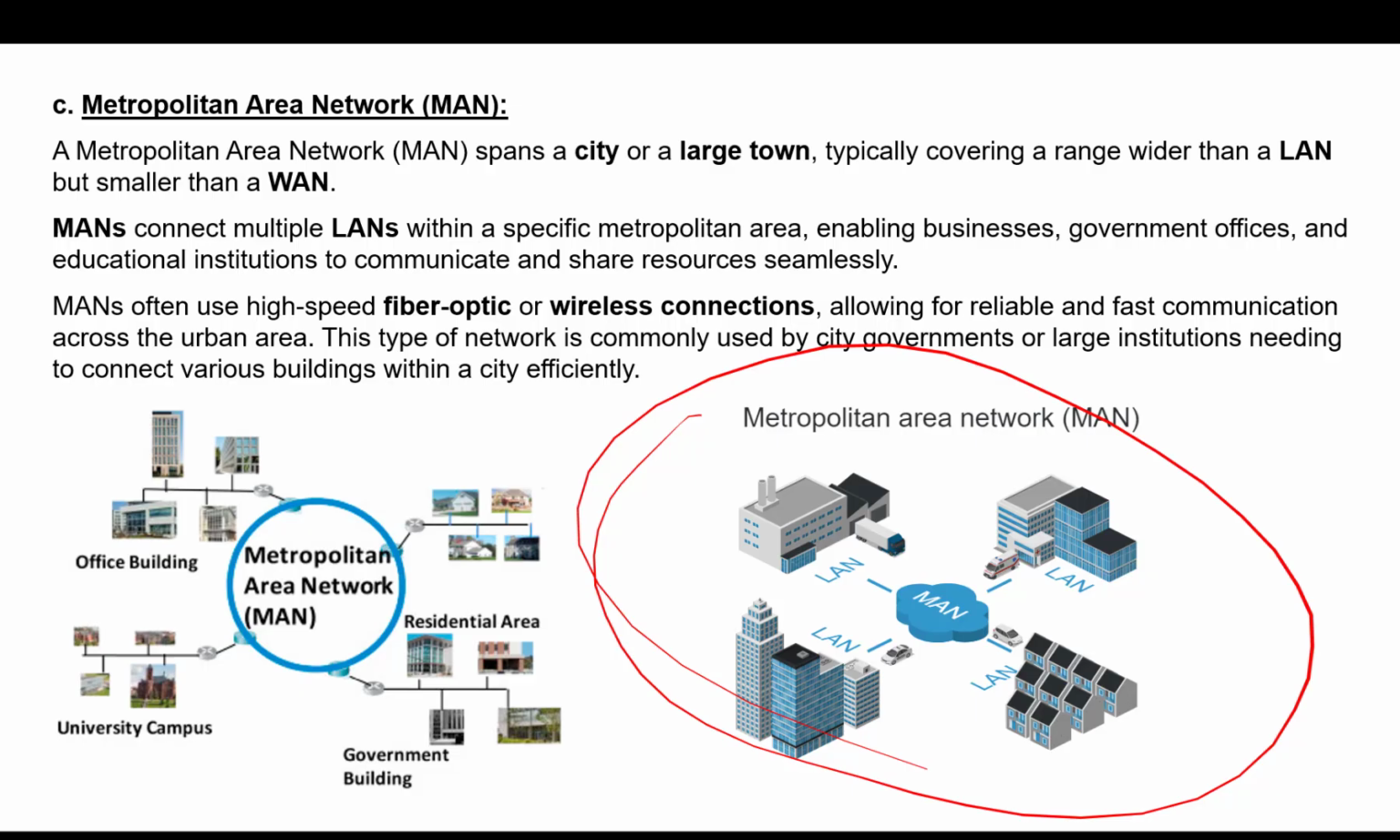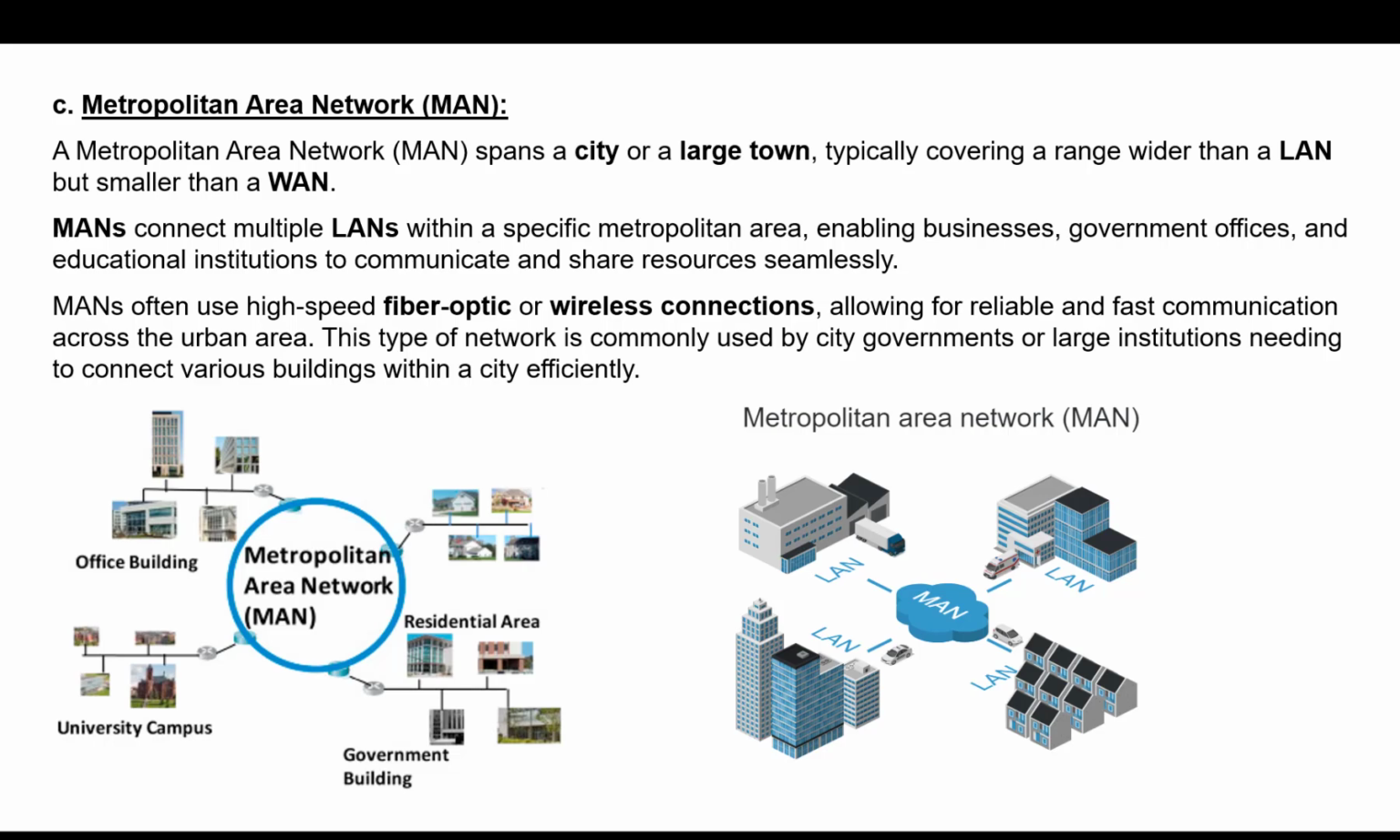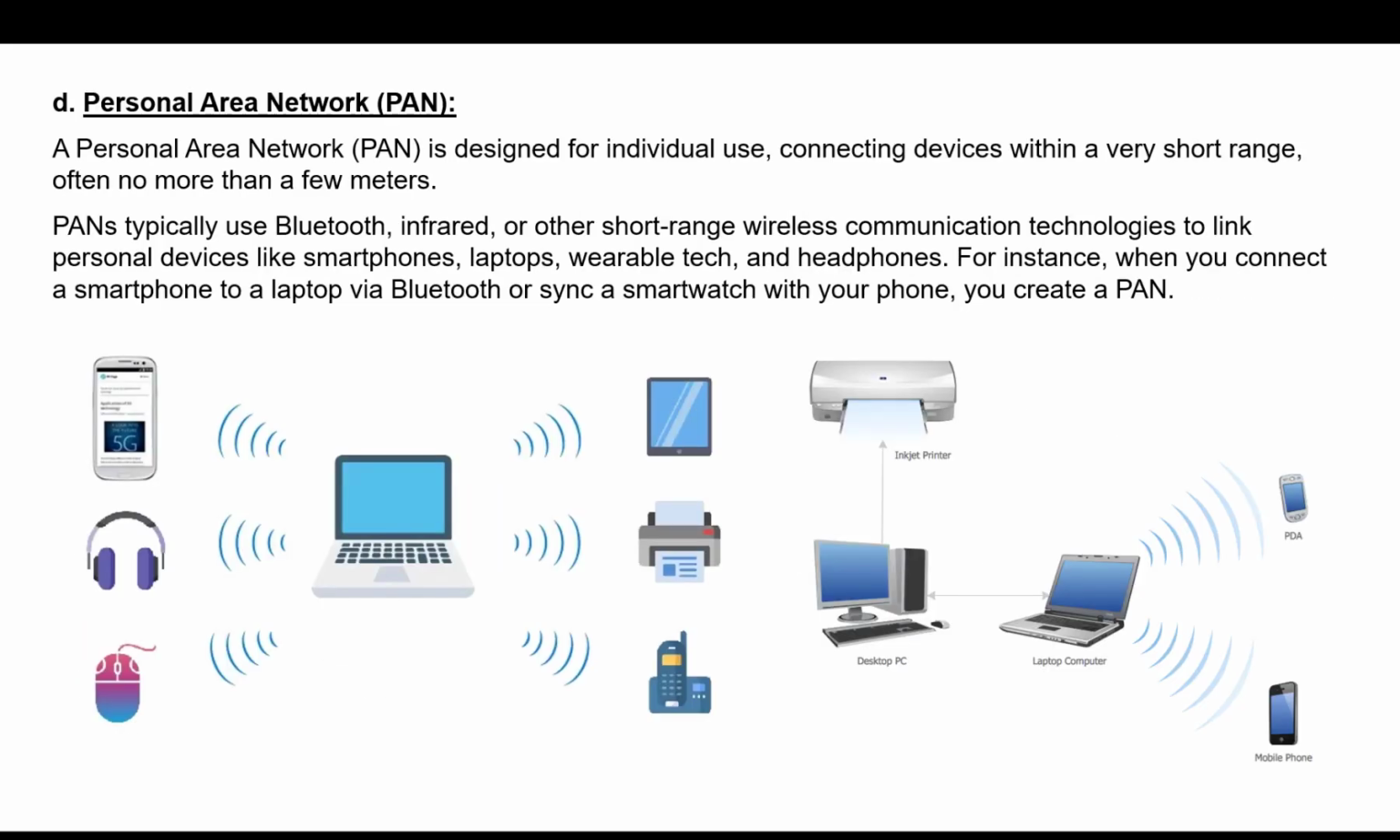So we go to the next slide again. We have what we call the fourth one, the personal area network. A personal area network is designed for individual use, connecting devices within very short range, often no more than a few meters. So we have PAN. PAN is simple. PAN means personal use. You understand? PAN means personal use.